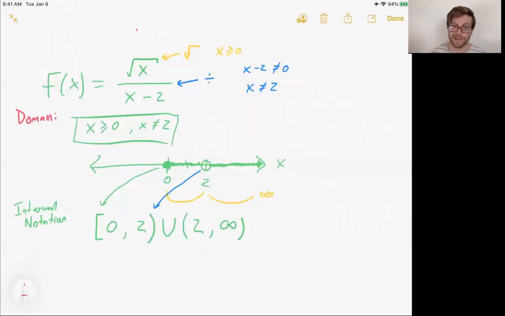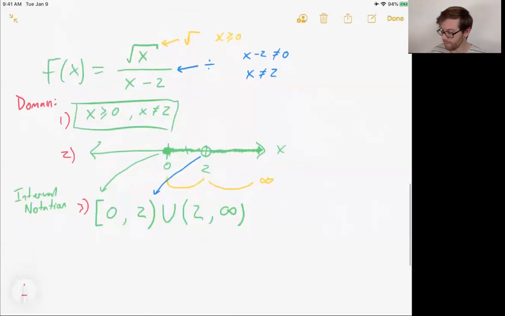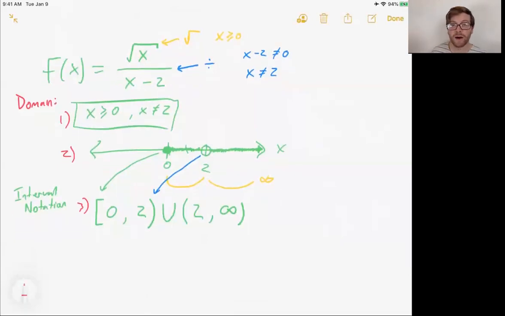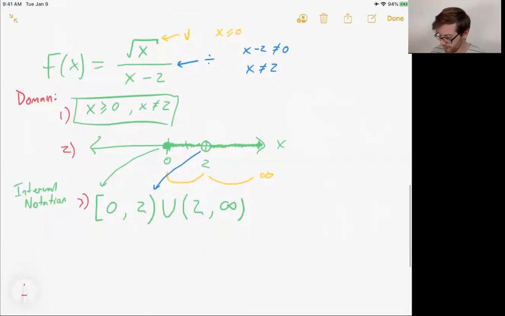And we just did it in basically 3 different ways, right? That way, we did it on a number line, and showed it to you in interval notation. Cool. For the same function, let's think about the range, okay? So what are the numbers that we can possibly get out?